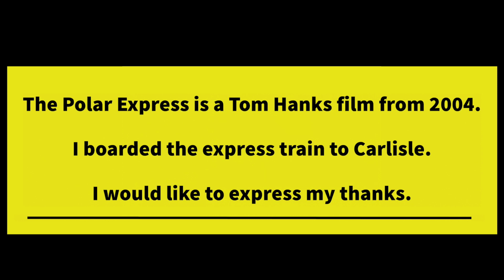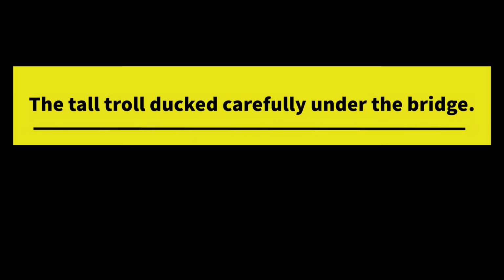In the first sentence, we've got the word express being used as a proper noun, i.e. the Polar Express, and what that means is that it's the name of a specific thing. In the second sentence, it's being used as an adjective because it's describing the noun of the word train. I boarded the express train to Carlisle. In the last sentence then, it's being used as a verb, so a doing or a being word. I would like to express my thanks. This really shows us the importance of looking closely at the context of a sentence, because word class will change depending on that context.